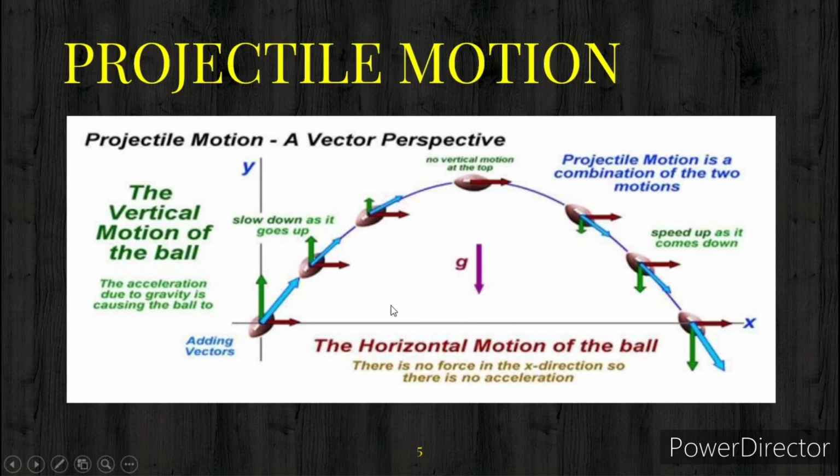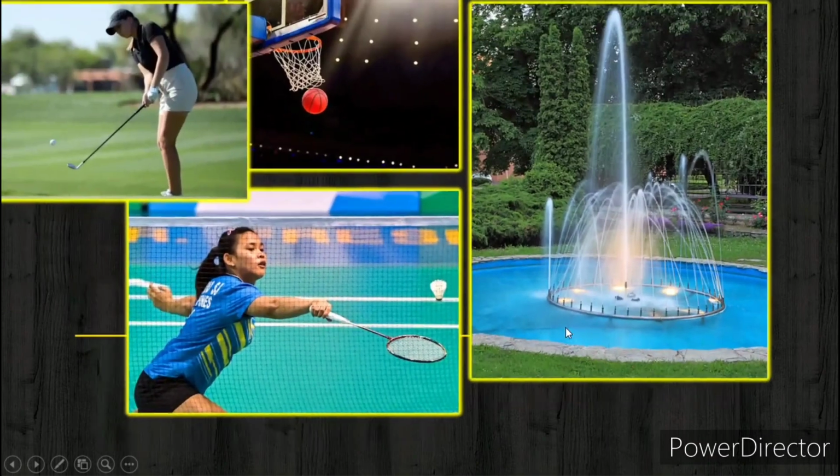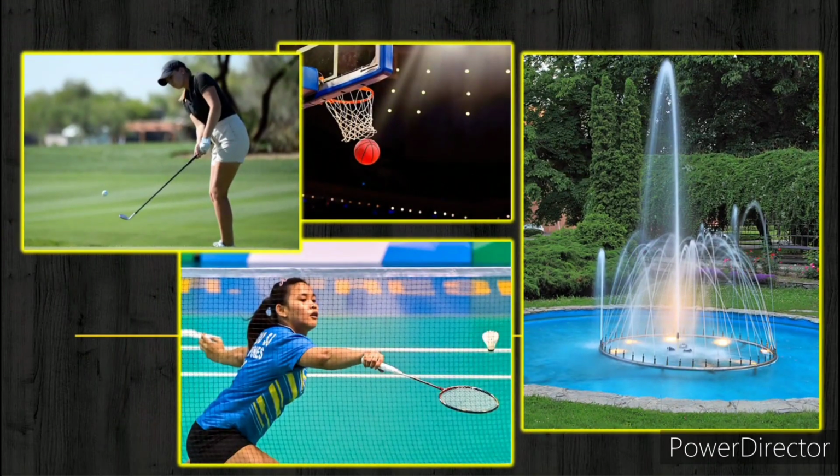Take note, di ba nasabi natin kanina, kapag sinabi natin projectile motion, combination yan ng horizontal at saka vertical. Tingnan nyo, meron siyang pataas, meron siyang pagbaba. Maliwanag yun. So, here are real-life examples of projectile.